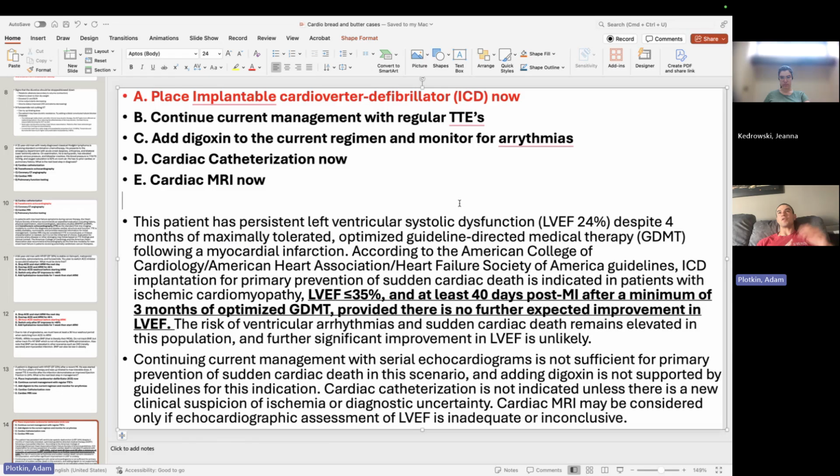The reason for that is that when you have an ejection fraction so low, it predisposes us to ventricular arrhythmias, and the patient can die. Does that make sense to you? Yeah.